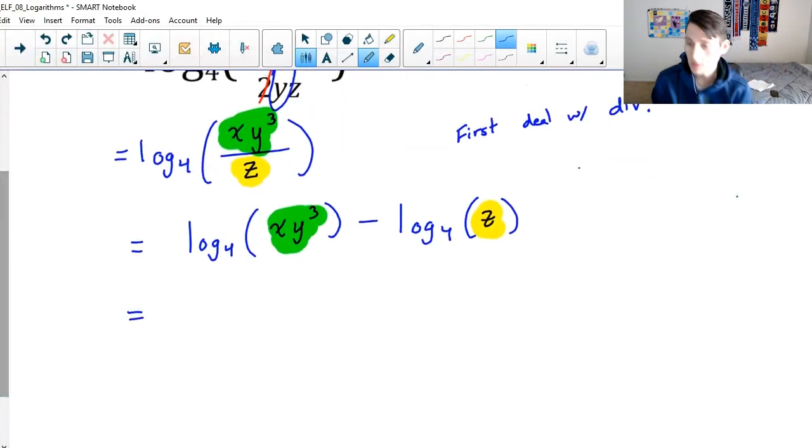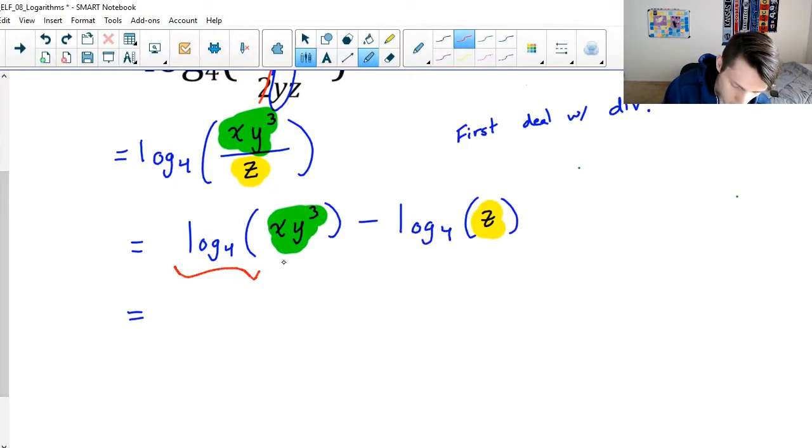Okay, so I did one split. I expanded a little bit. So now I want to expand again. Right, so now I'm looking at this logarithm because there's multiplication going on inside of there. So I know that if there's multiplication on the inside of a logarithm, I can split it up.